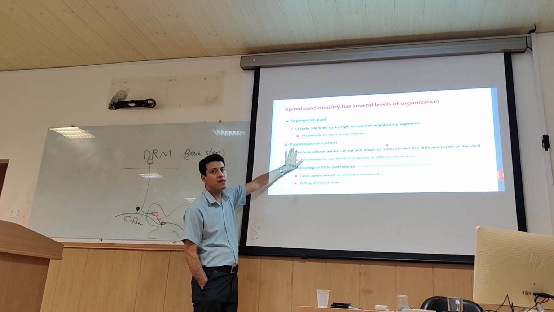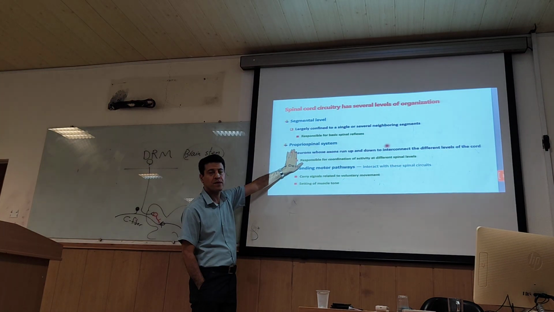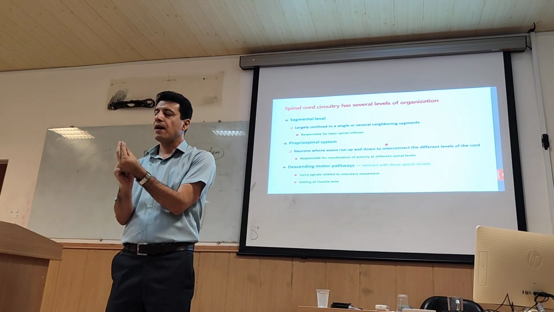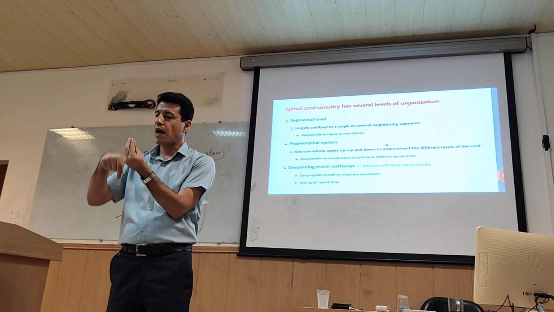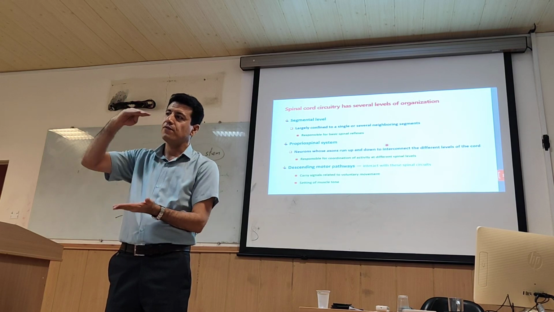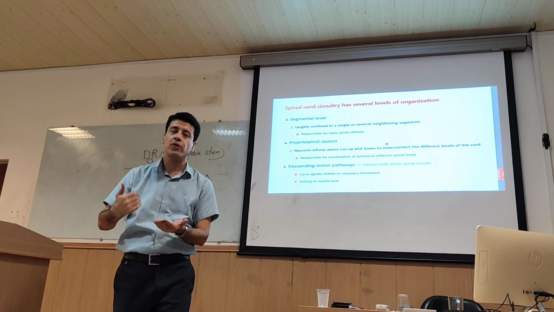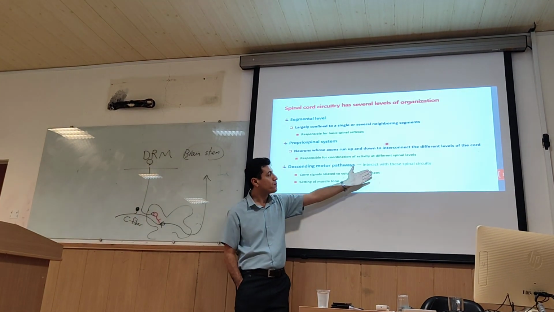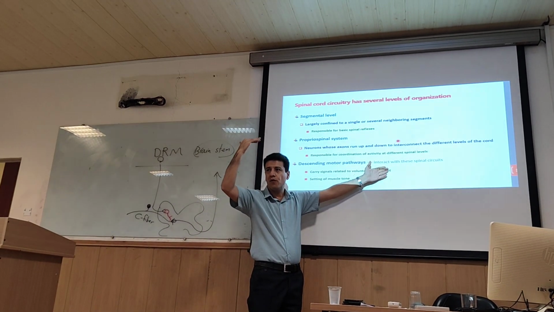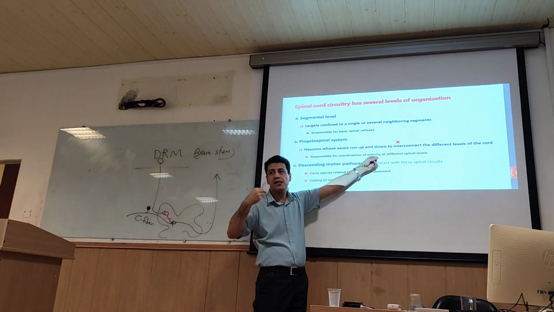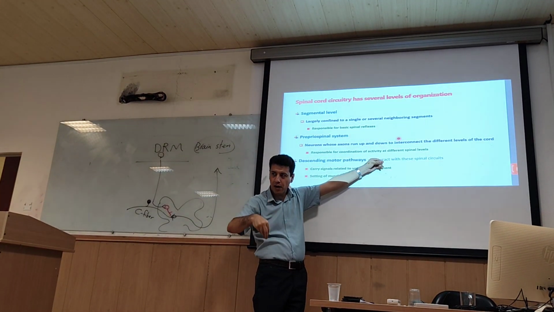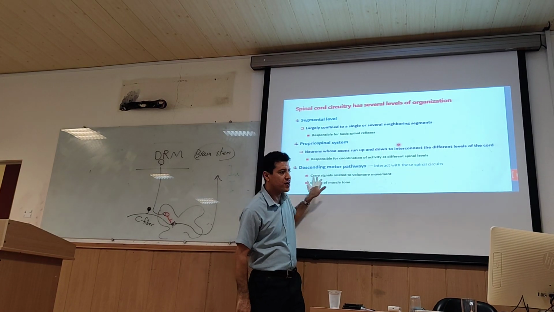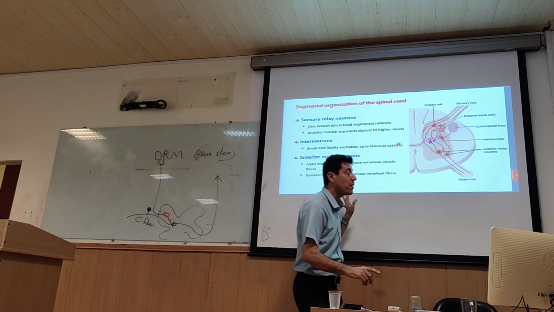The second type is propriospinal, which means there are some neurons in the spinal cord that send their axons vertically upward or downward, so they provide connection between different segments. Propriospinal. The third type is descending motor pathway, which starts from higher centers, like from brainstem or from the cortex. But they send a fiber through the spinal cord down to the alpha motor neurons, right? So, 3 types of structures.